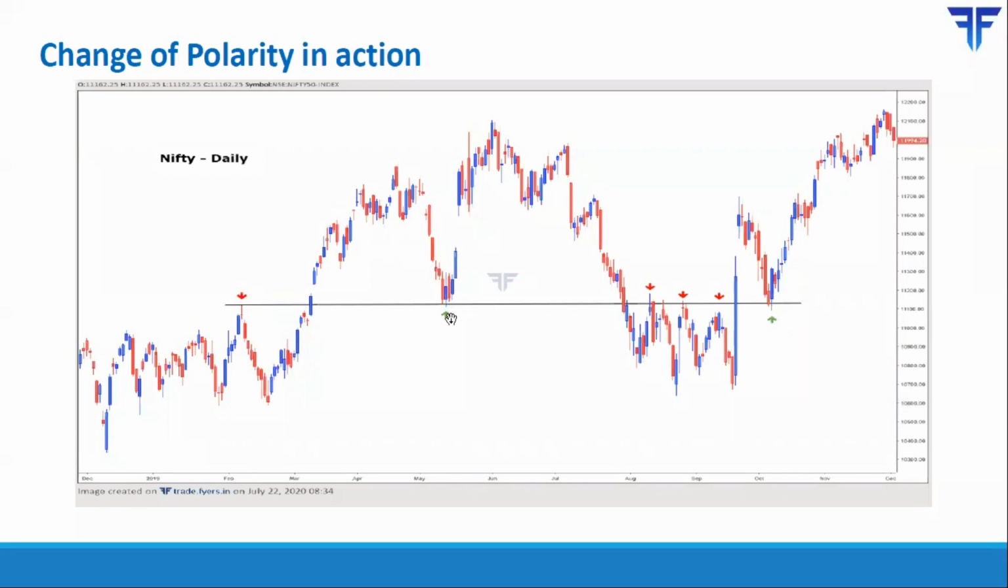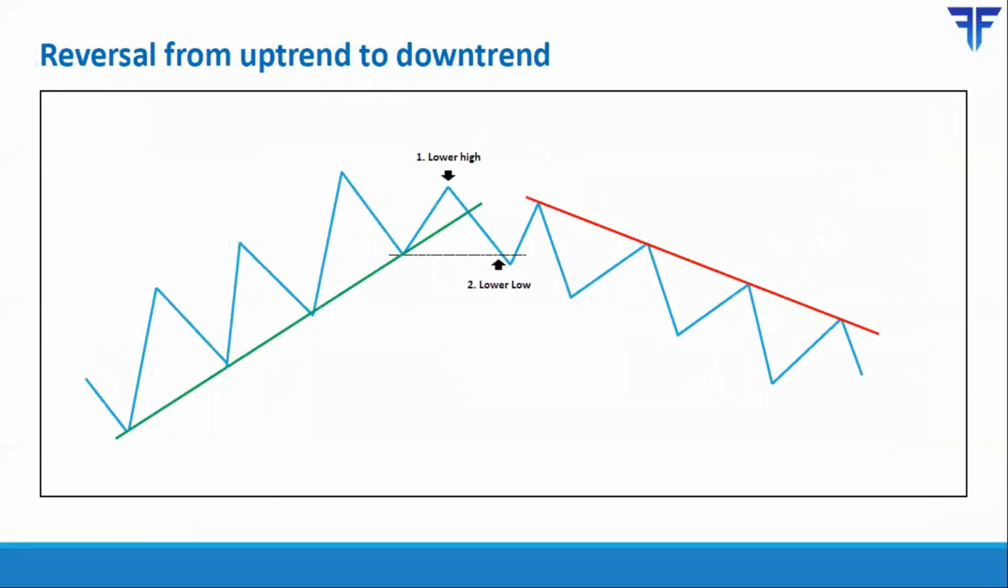Later, it acted as support. Over here, it became resistance again, and going further forward in time, it again became a support. So there are multiple times when the support and resistances were changing their roles. So whenever you look at charts on a real-time basis, always keep a close eye on prior support and resistance levels. Often they tend to act as very important levels moving forward in time.